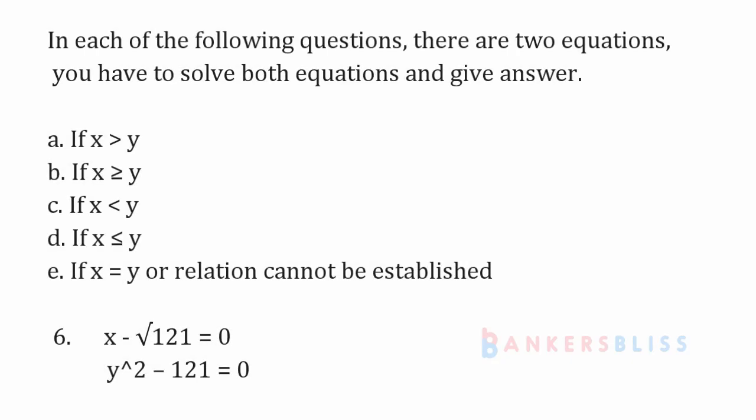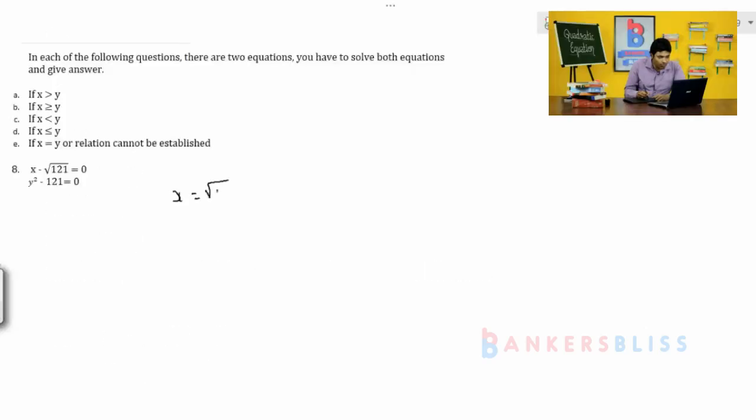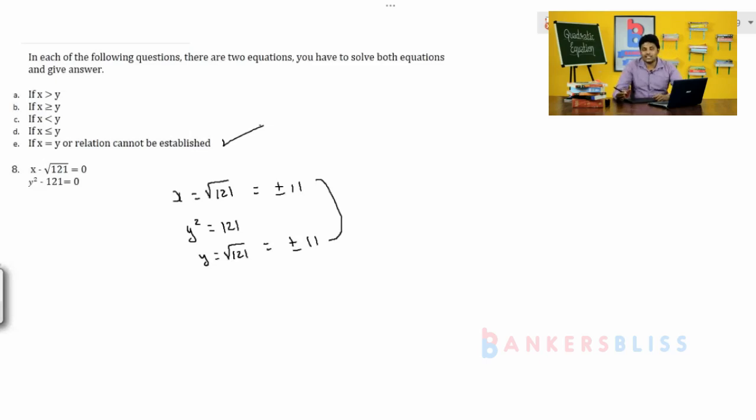Okay, let us move on to the next problem. X is equal to root of 121, which is equal to plus or minus 11. Y square is equal to 121, y is equal to root of 121, again plus or minus 11. See, both are same. So, x is equal to y. Option E is the right answer.